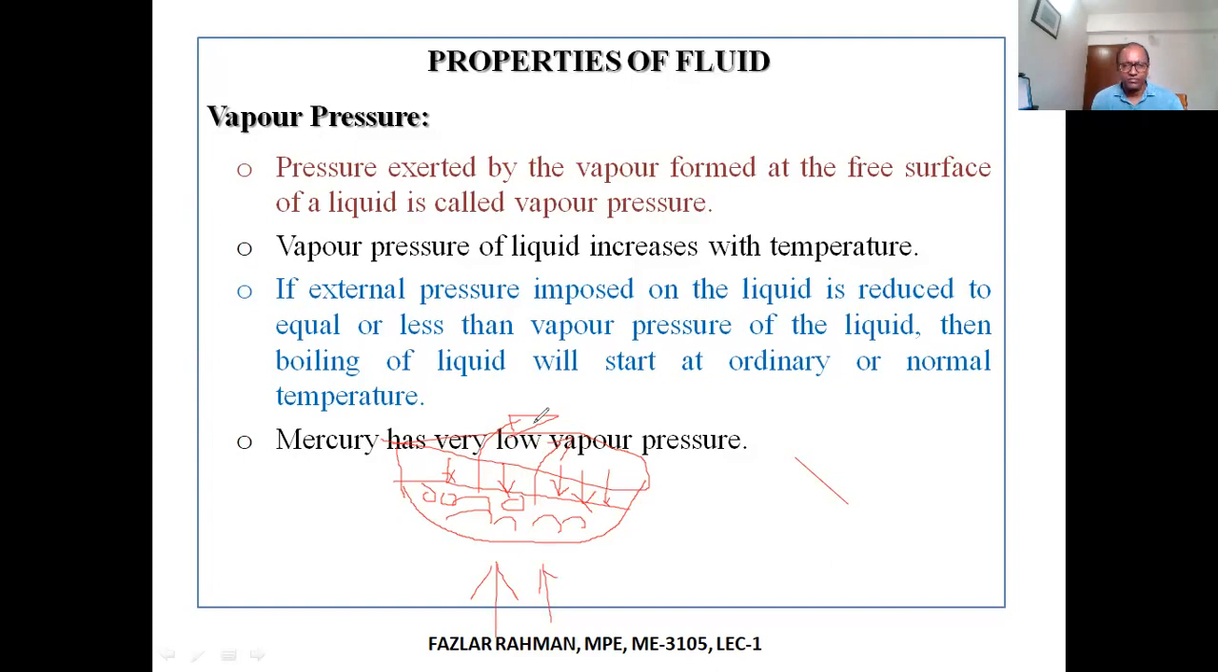For example, if you like to boil water on top of a hill, what will happen? Will it boil quickly or will it boil slowly?